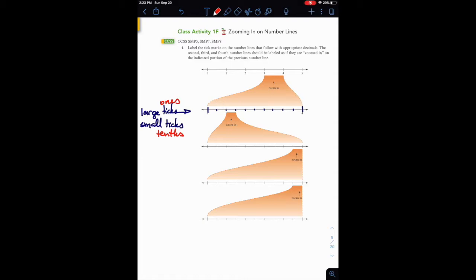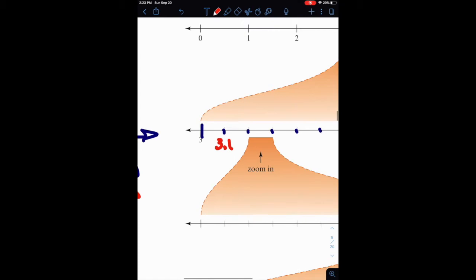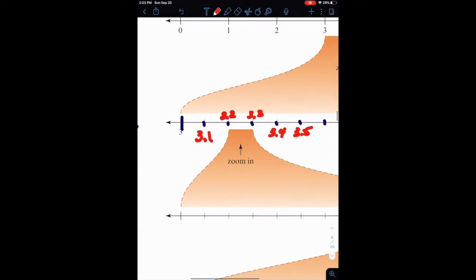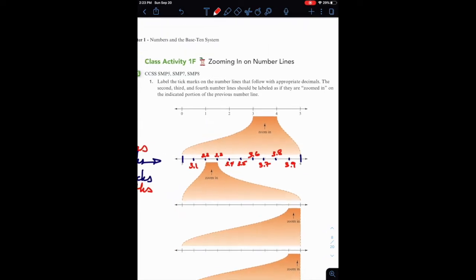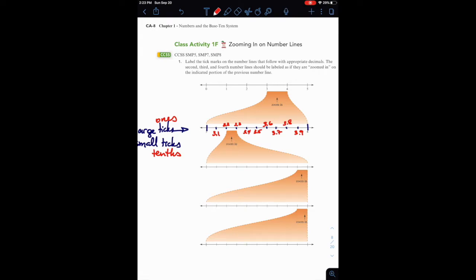So if we were going to say, well, 3 ones and 1/10, 3 ones and 2/10, 3 ones and 3/10, 3 ones and 4/10, 3 ones and 5/10, 3 ones and 6/10, 3 ones and 7/10, 3 ones and 8/10, 3 ones and 9/10, and then we have 4 ones because we'll be able to bundle up the toothpick. Now, if we were going to zoom into this toothpick, then that toothpick would say that this end is 3.2 and this end is 3.3.